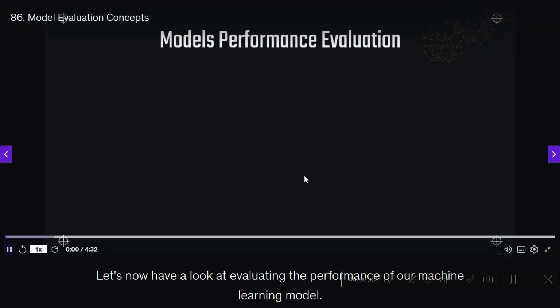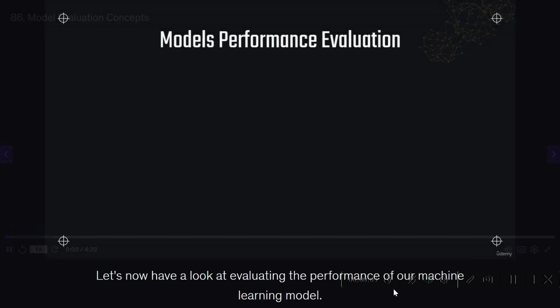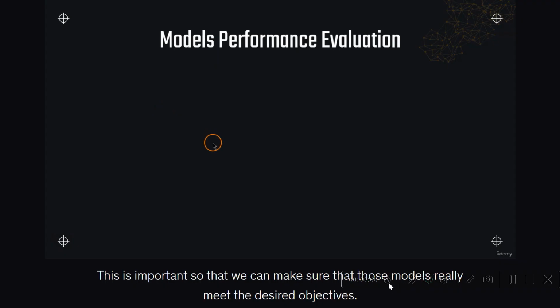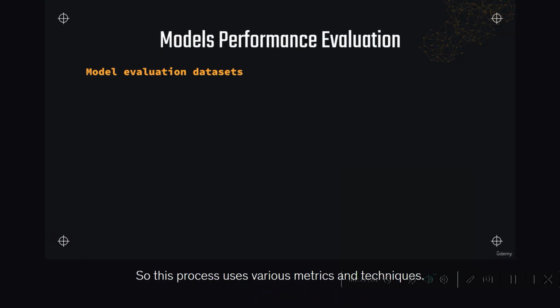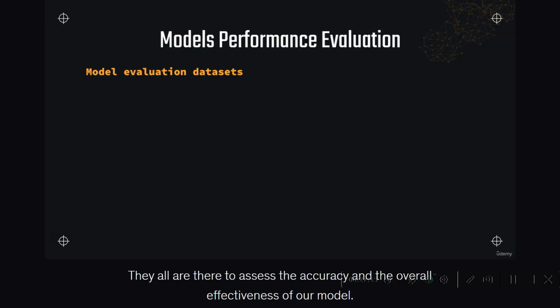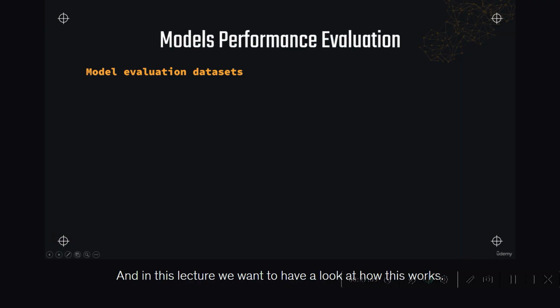Let's now have a look at evaluating the performance of our machine learning model. This is important so that we can make sure that those models really meet the desired objectives, and they will also perform well later on when we want to use this model with some new data. So this process uses various metrics and techniques. They all are there to assess the accuracy and the overall effectiveness of our model. And in this lecture, we want to have a look at how this works.